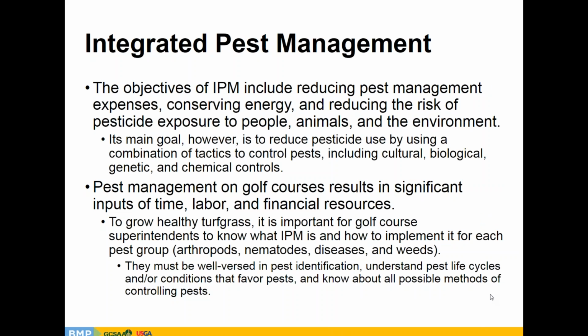IPM is another section with another set of BMPs. The objectives of IPM, of course, are reducing pest management expenses, conserving energy, and reducing the risk of pesticide exposure to people, animals, and even the environment. Its main goal is to reduce pesticide use by combining a number of tactics for controlling pests, including cultural practices or biological, genetic, or chemical controls to manipulate the environment in which these pests are living.